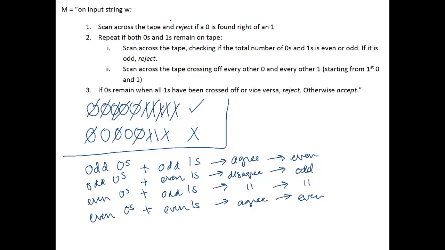Otherwise, even if we've been agreeing for a while, like in the case of 11 and 3, we've passed all of our parity checks, but we get into stage 3, and now we have some zeros left after we've crossed off all the ones, right? This is because the number of zeros was larger than the number of ones, like 11 and 3, and so we can no longer match zeros to ones. Okay, so these numbers are not equal, so we're going to reject. Okay? So hopefully it's clear that this Turing machine actually does decide the language.